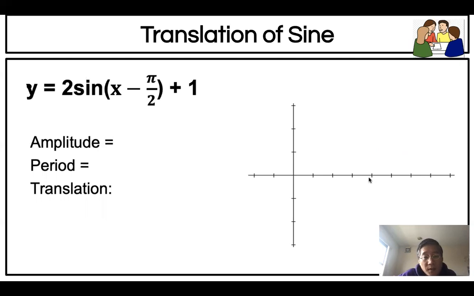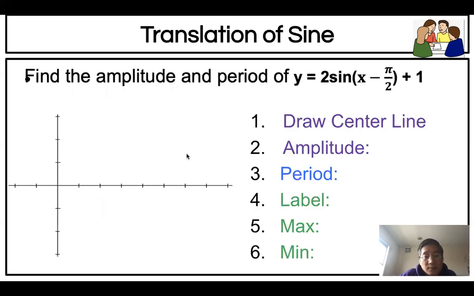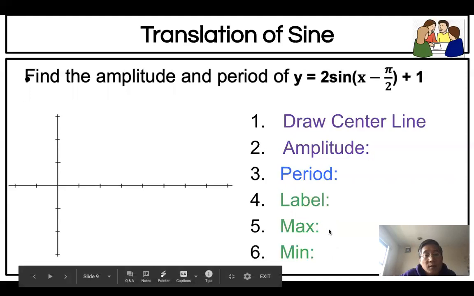And then what happened to the center line? It goes up by 1, right? So you need to draw the center line here. After you draw the center line, amplitude is 2, so go up 2 units. The maximum will be 3. From here go down 2 units. The minimum will be negative 1. So you can write down 3 and negative 1.